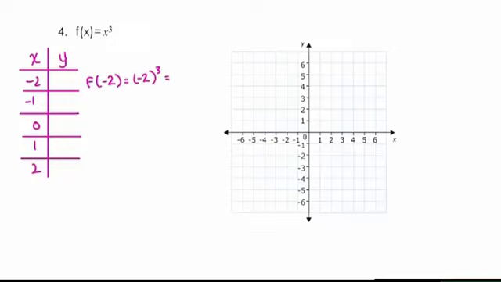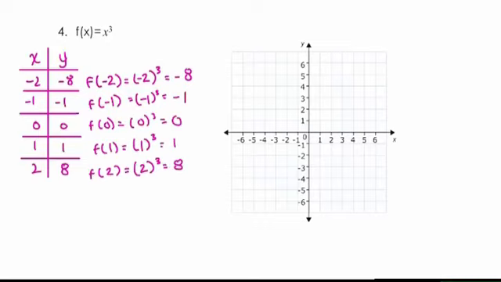Quick tip, any negative number raised to an odd power is going to be negative still. So this is going to be negative. 2 times 2 times 2 is going to be 8. Again, follow that same rule for -1. -1 raised to the third power, which is -1 cubed. Again, it's an odd power, so it stays negative: -1. Just repeat these steps for the next few values.